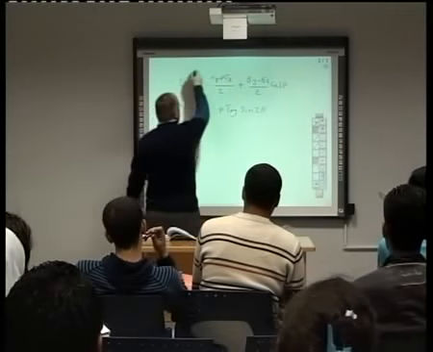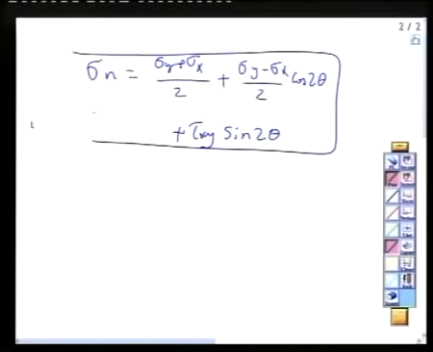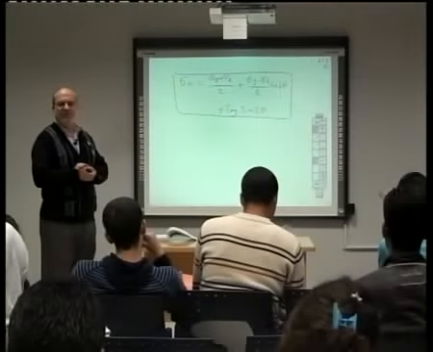This is the result. Sigma n equals sigma y plus sigma x divided by 2, plus sigma y minus sigma x divided by 2 cosine 2 theta, plus tau xy sine 2 theta. This is the result.